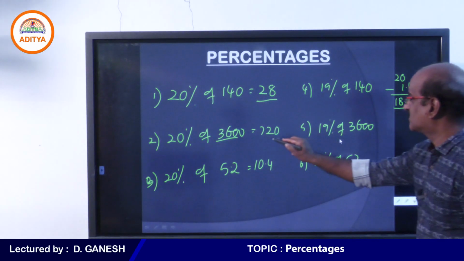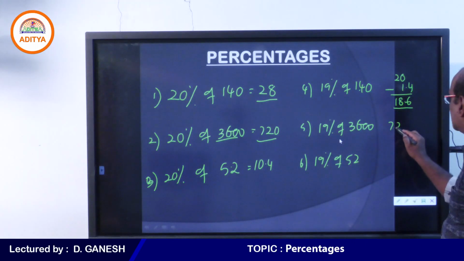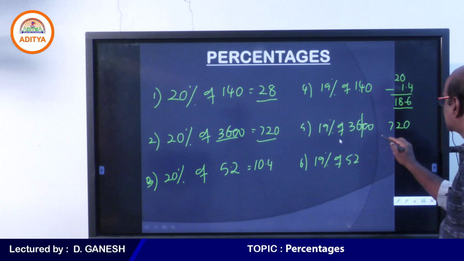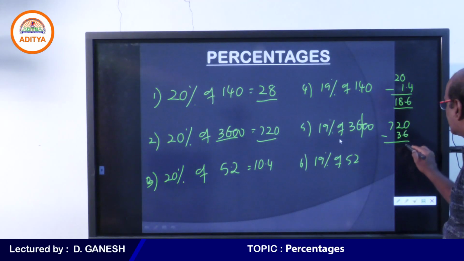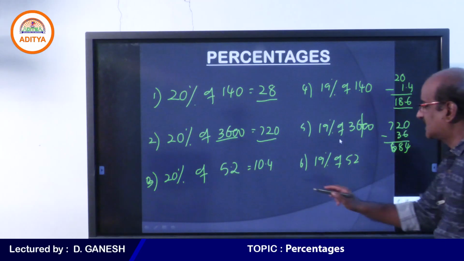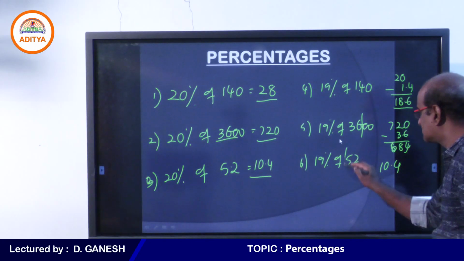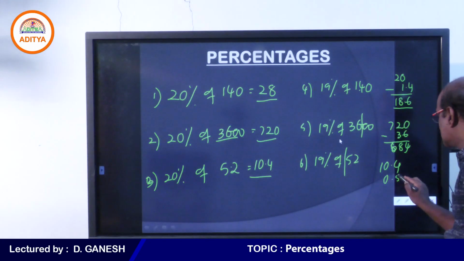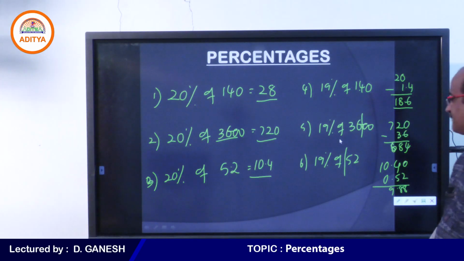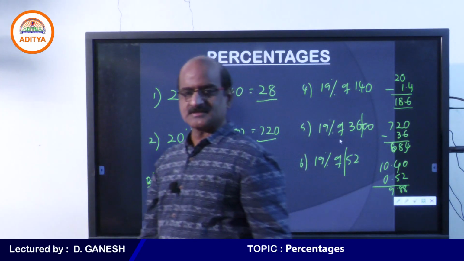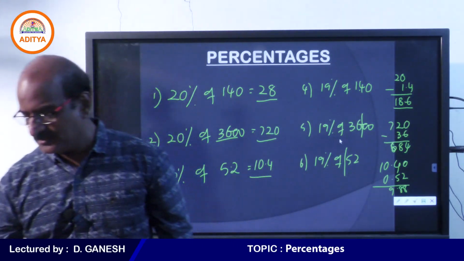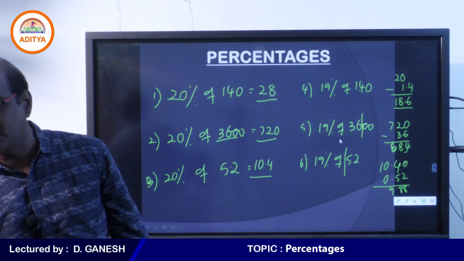Isn't it? You know 20% of 3600 is 720, and from that you subtract 1%, which is 36, and you will get 684. Because 20% of 52 is 10.4, from which you have to subtract 1%. What is 1%? 0.52. Therefore your answer should be 9.88. So 19% is very easy to calculate. When you are comfortable with 20%, you can easily get 19%.